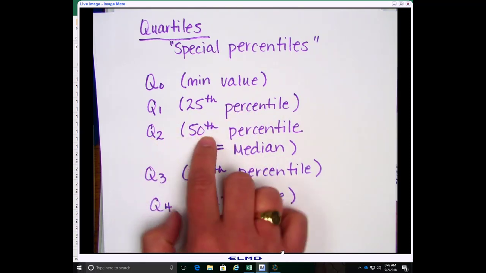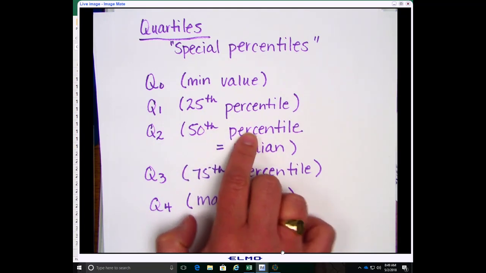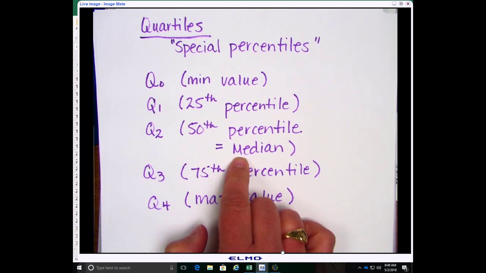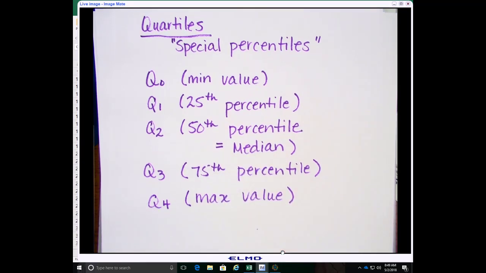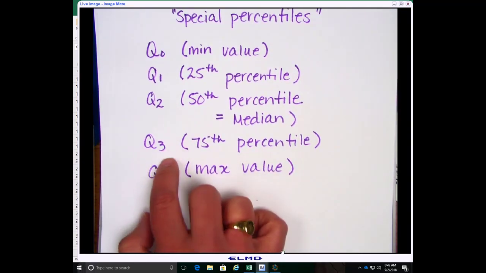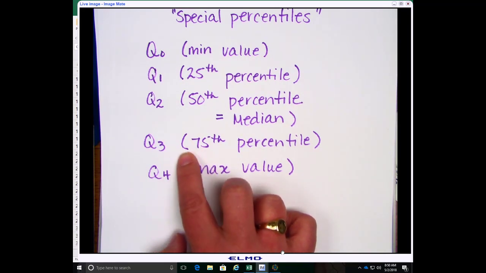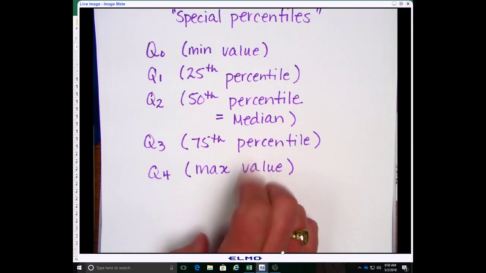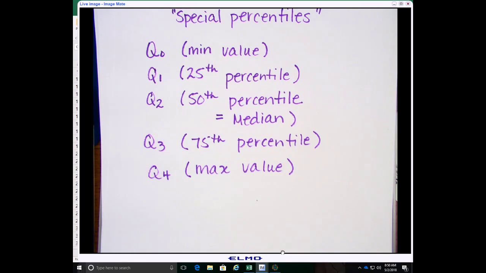Quartile 2 is the 50th percentile. It separates the bottom half from the top half, but this is also our median value, right? Remember, if we put our data in order and find the middle value, half the values will be less than it, half the values will be greater. And so the 50th percentile is actually the same thing as our median value. Quartile 3 is the 75th percentile, meaning that 75% of our data will be below that value, 25% will be above. And then quartile 4 is just our maximum value, 100% of the data.